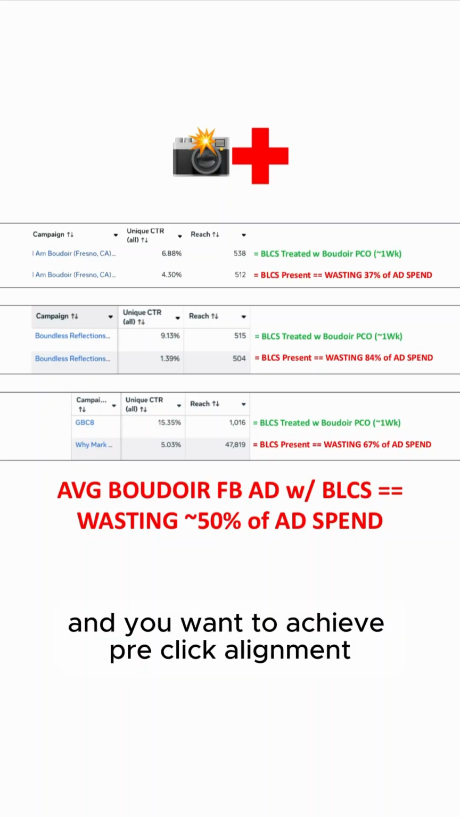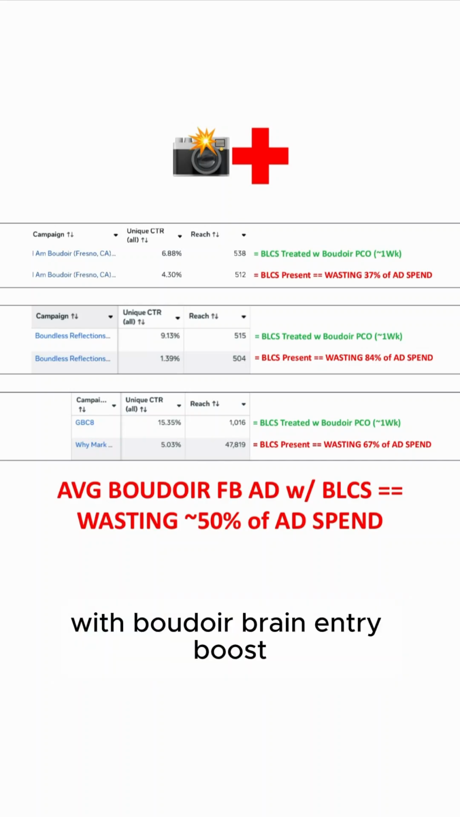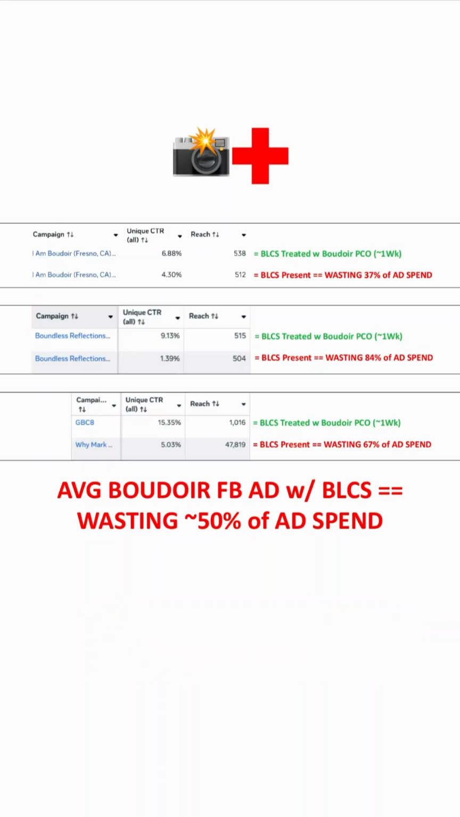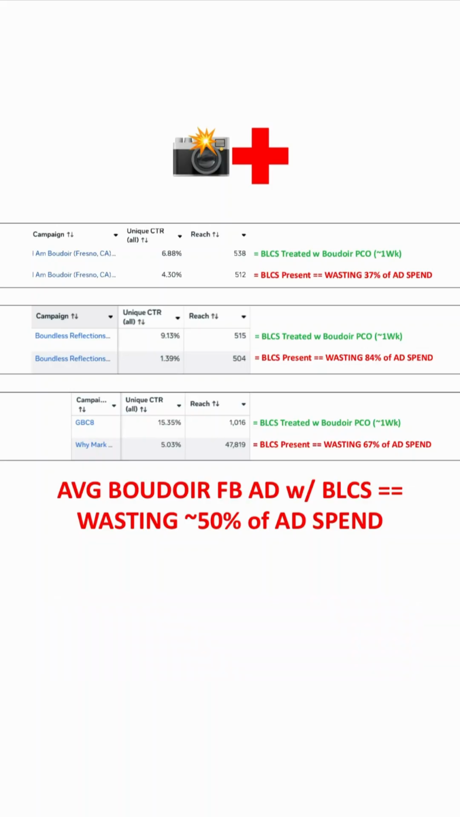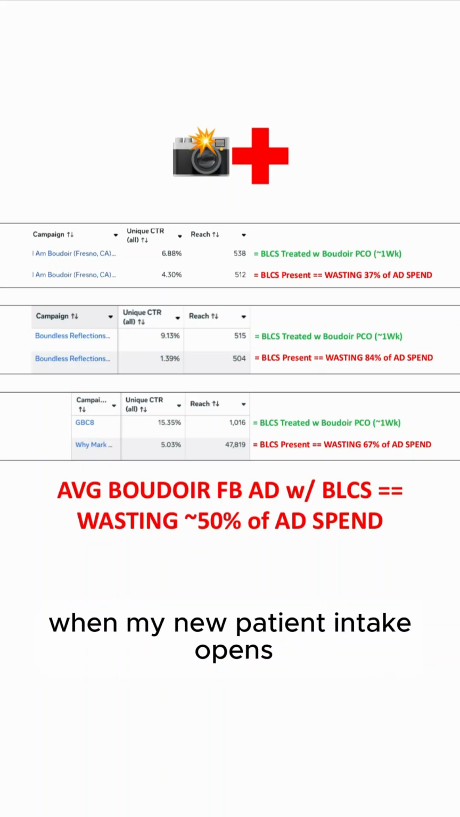And you want to achieve pre-click alignment so that you can become a dominant boudoir advertiser with Boudoir Brain Entry Boost on your way to becoming the number one boudoir photographer in your city. Then shoot me a DM when my new patient intake opens.